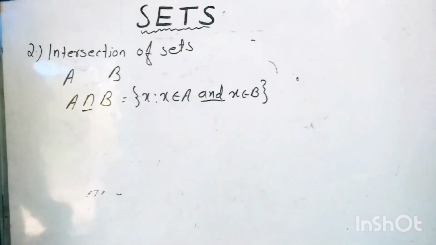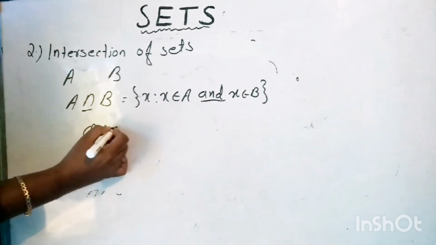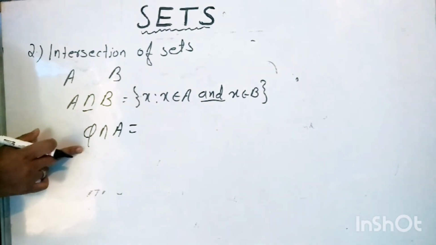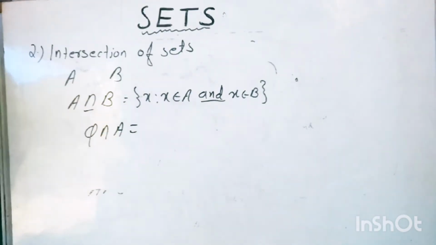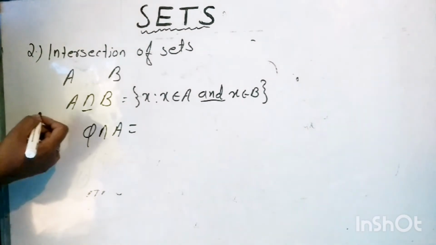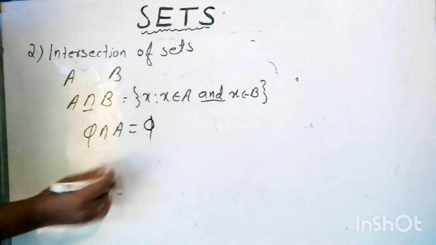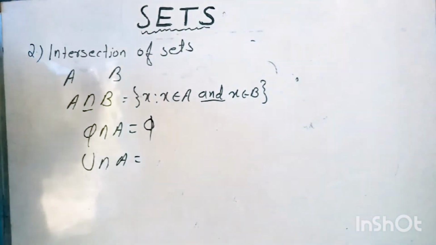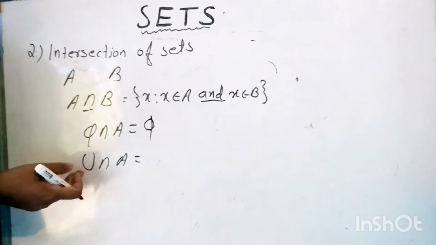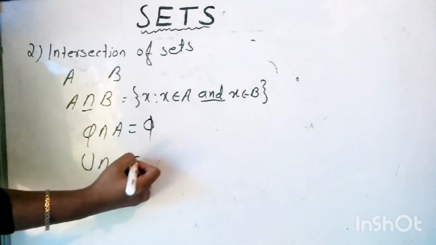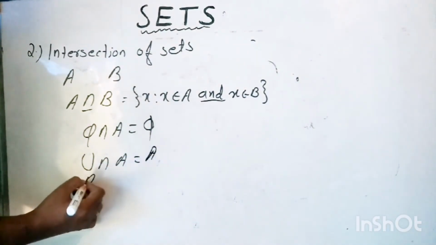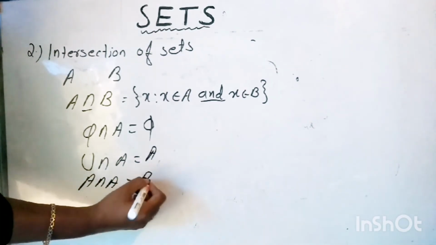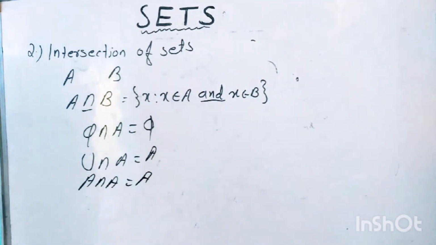That is commutative and associative. Now phi intersection A is equal to the common elements in empty set and A. There is no element in empty set, so the common element is also the empty set. And universal set intersection A: we know that the universal set is the biggest set, so the universal set intersection A is A, and A intersection A is A itself. This intersection satisfies the distributive law also.